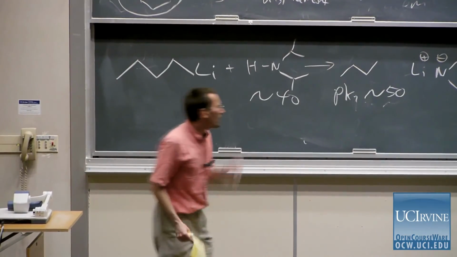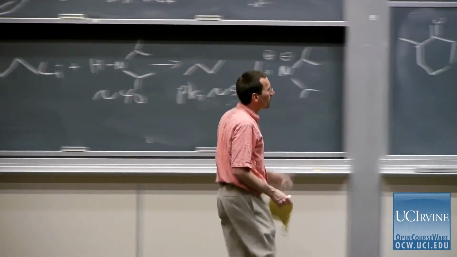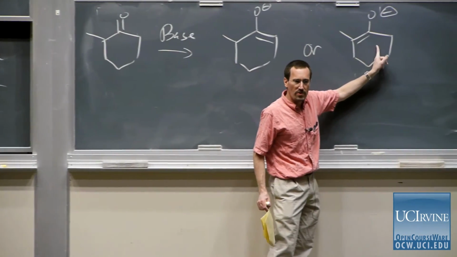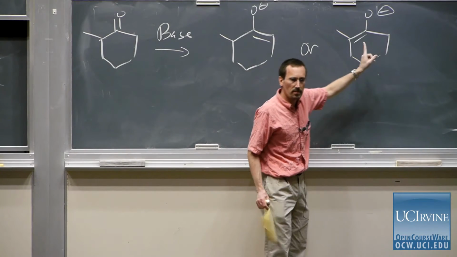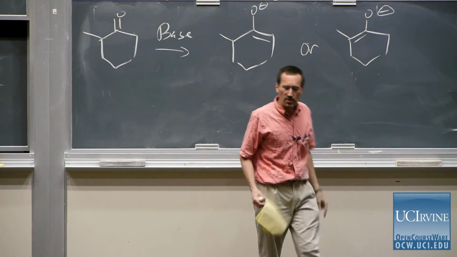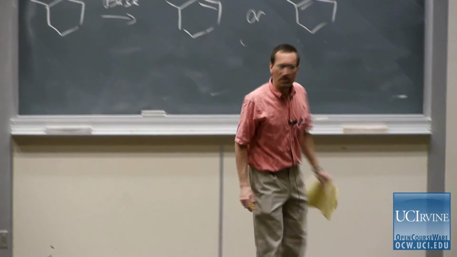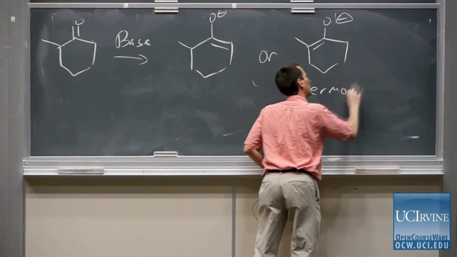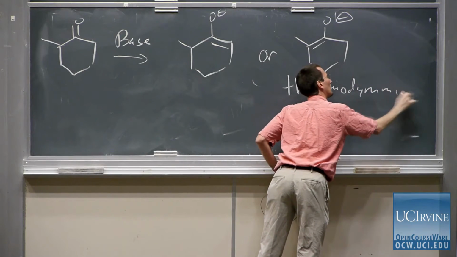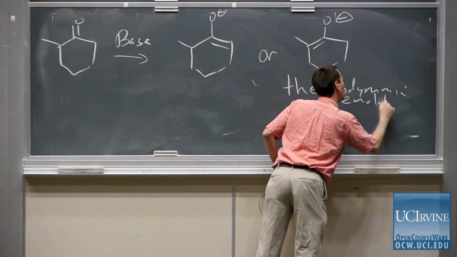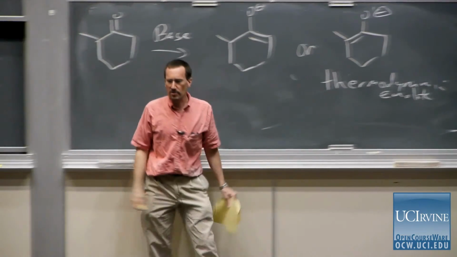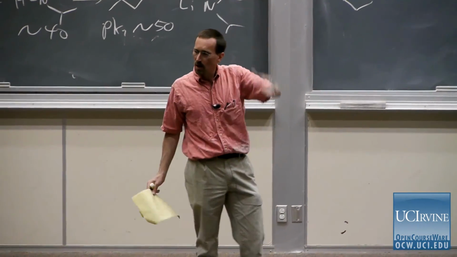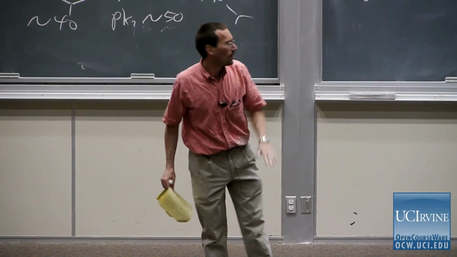Now, in general, we know that more substituted double bonds are more thermodynamically stable. The more substituted enolate is what we call the thermodynamic enolate. It's lower in energy. Among an equilibrium between the two enolates, it would form.